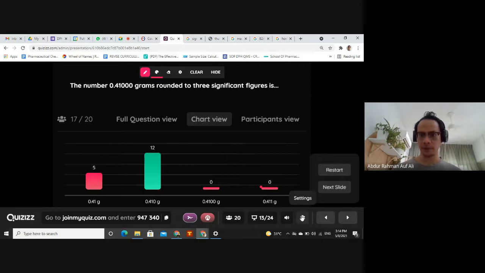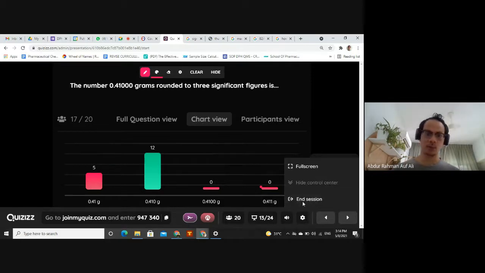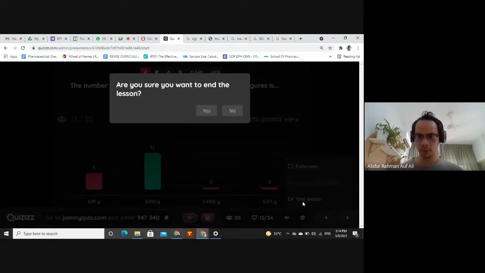We have our break now. Nanti kita sambung lagi after 5 minutes. Okay, 3.20 kita start balik. And then pukul 4, dekat pukul 4 tu kita end our class.